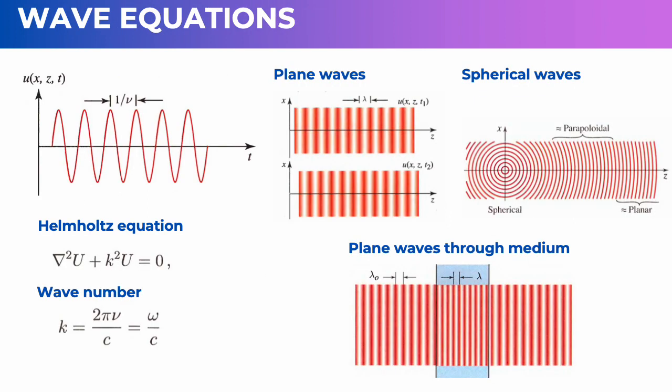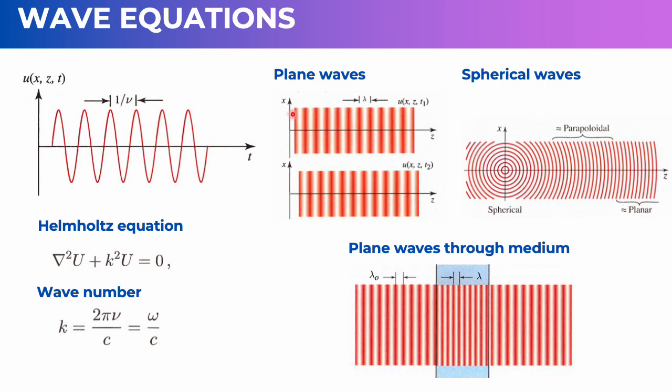Now that we know that light is a wave, it can also be described with a wave equation. So the Helmholtz equation describes how light propagates, and one important constant that's introduced is the wave number, which is equal to 2 pi times the frequency divided by the speed of light. These are just a few diagrams about what light as a wave looks like.